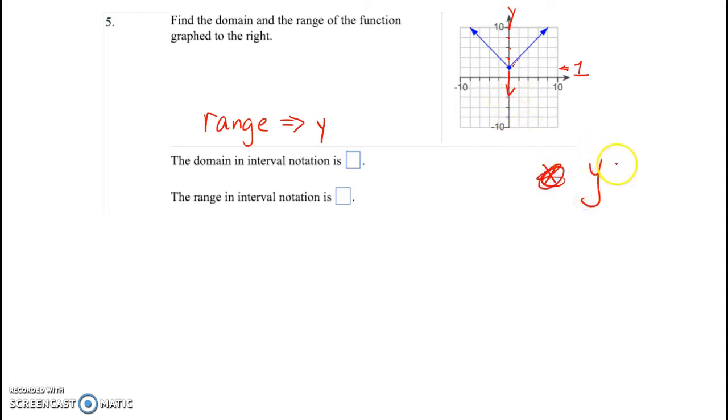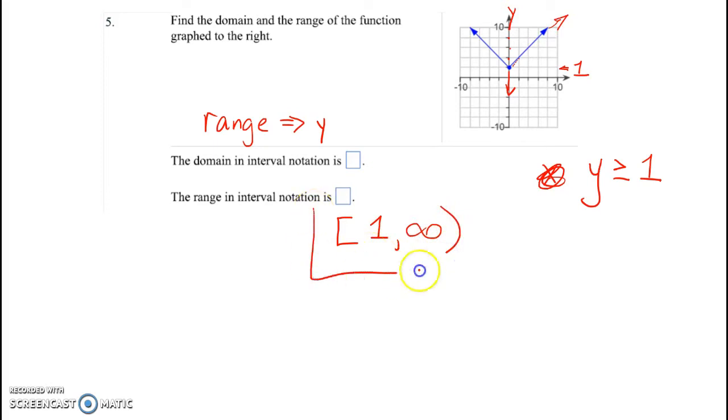If you wrote it like this, you could say y is greater than or equal to positive 1, but it wants it in interval notation. So we're going to say 1 is our smallest value, and there's a dot there. It includes 1, so it's 1, comma what? Yeah, the arrows show that it goes on forever. So positive infinity, there's our answer.